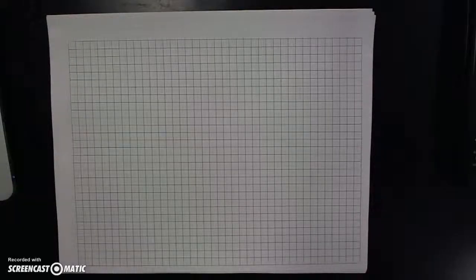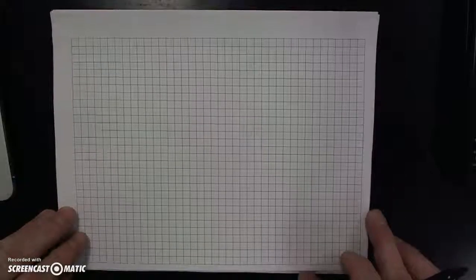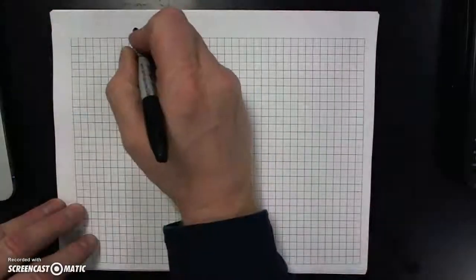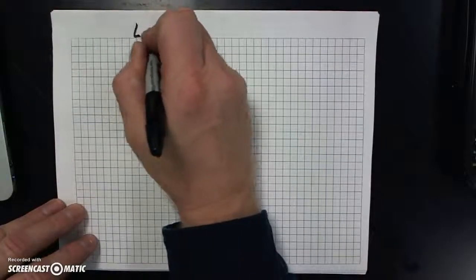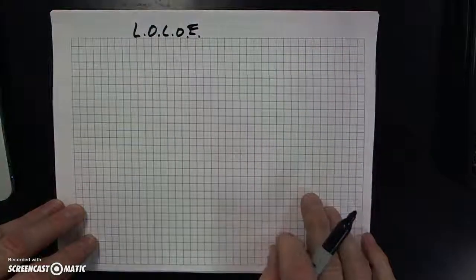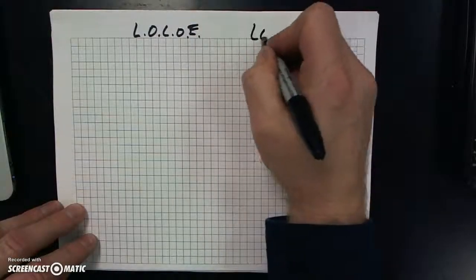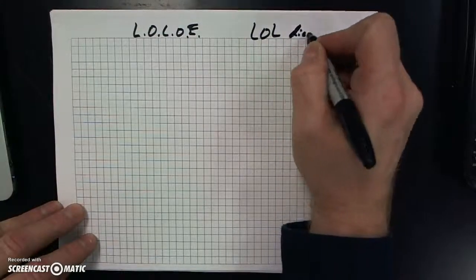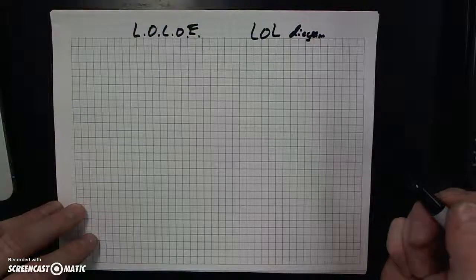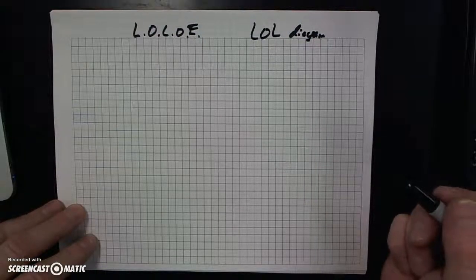Hello, this is Mr. McCoy, and I am doing my first video lesson, and I'm starting off with a lesson on the law of conservation of energy. Specifically, we're going to talk about how to use an LOL diagram to keep track of all of our energy forms and what's going into the system, what's going out of the system, and whatnot. So let's go ahead and get started.